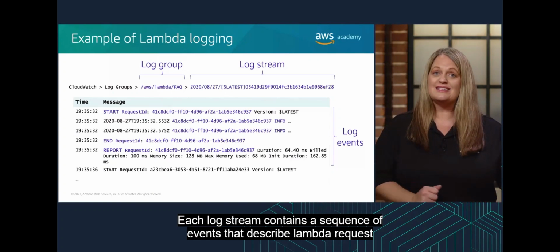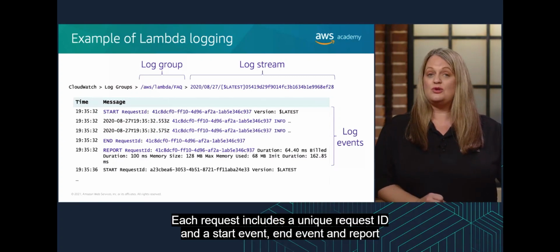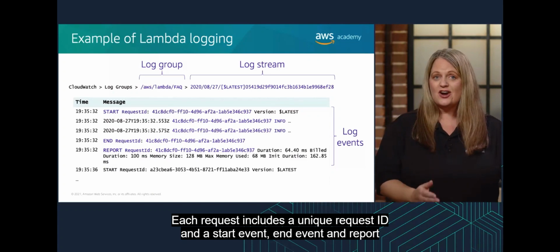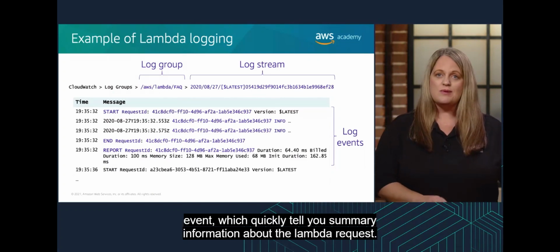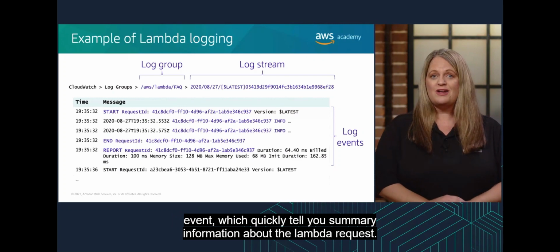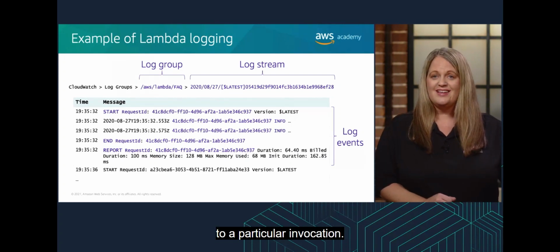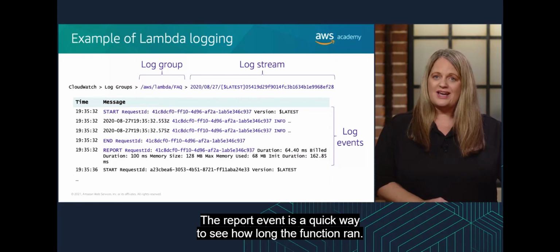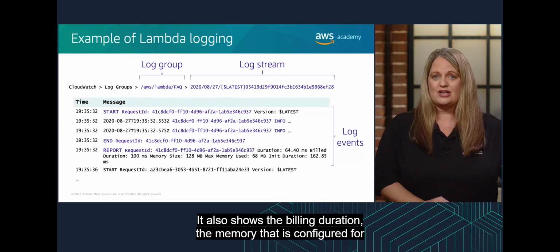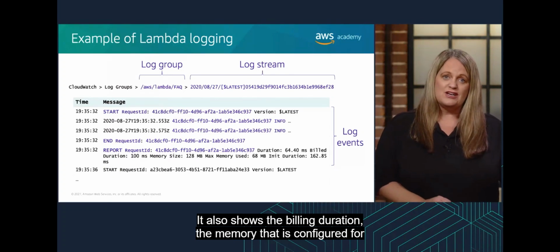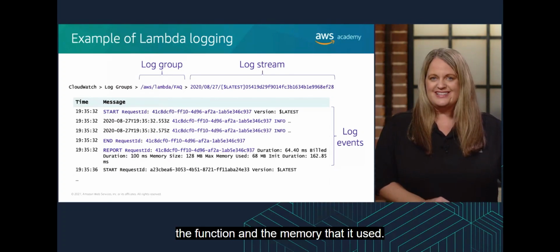Each log stream contains a sequence of events that describe Lambda request details. Each request includes a unique request ID and a start event, end event, and report event, which quickly tell you summary information about the Lambda request. The request ID is the primary identifier that you will use to find events related to a particular invocation. The report event is a quick way to see how long the function ran. It also shows the billing duration, the memory that is configured for the function, and the memory that it used.